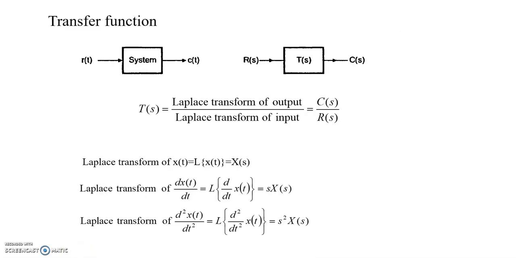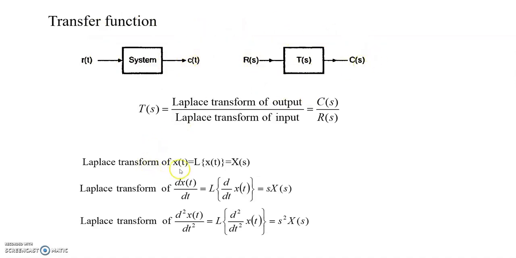The transfer function. The transfer function of a system is defined as the ratio of the Laplace transform of output to the Laplace transform of input with zero initial conditions. So here is the time domain representation of the system, where R(t) is the input signal and C(t) is the output signal of the system. This is the Laplace transform representation of the same system. Instead of R(t), the Laplace transform is R(s), and instead of C(t), it is C(s).